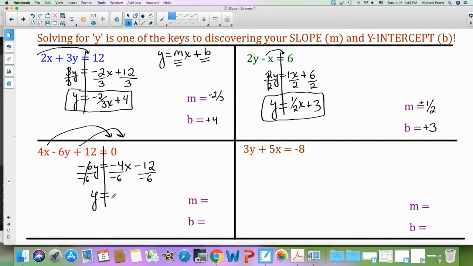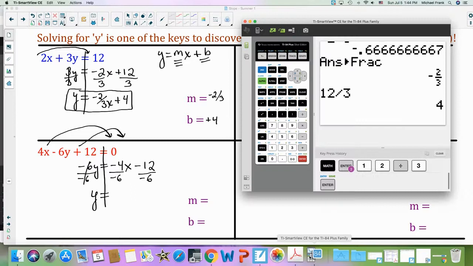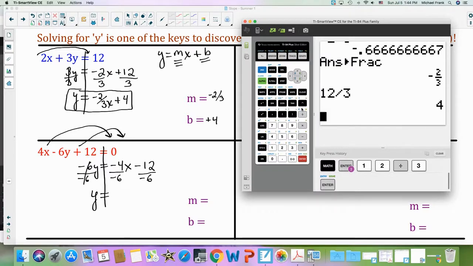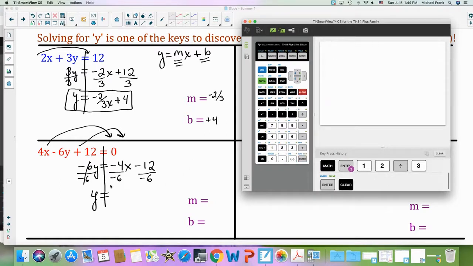That was my goal. And now I am going to use my calculator because this is going to be a little tricky. We don't want to make a mistake here. So I'm going to clear this out. And the first thing I want to simplify or check out is this negative 4 divided by negative 6. So I'm going to put that in the calculator. Negative 4 divided by negative 6. I'm going to hit enter.